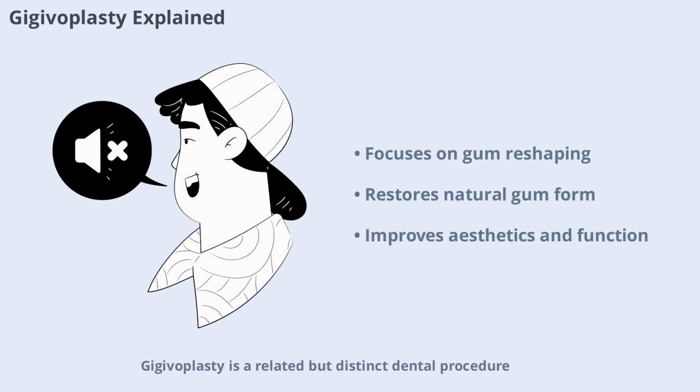Gingivoplasty is a related but distinct dental procedure. Instead of removing gum tissue to eliminate pockets, gingivoplasty focuses on recontouring the gingiva that has lost its natural shape. This is often done to restore the physiologic form of the gums, especially after disease or trauma has altered their appearance. The goal is to create a more natural, healthy-looking gum line, which can also improve oral hygiene by making it easier to clean around the teeth.